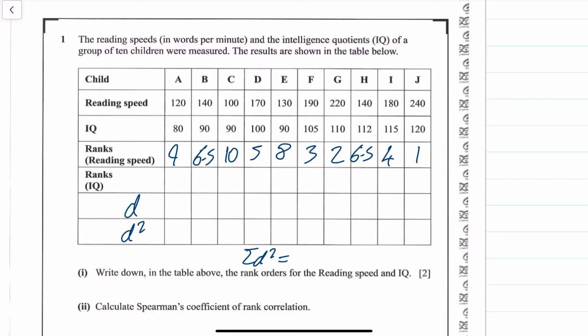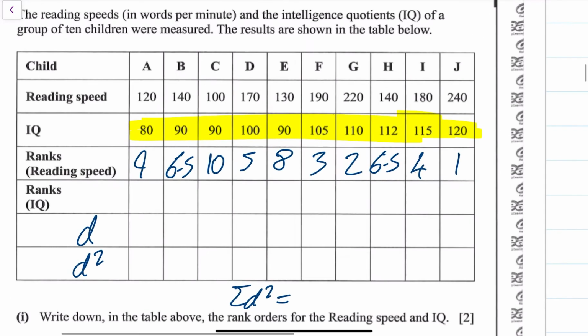Now we're doing this row here and we're ranking it. So the first one, the highest intelligence, was 120, so there's a 1. And the next one was 115, so it was 2. 112, it's 3. 110, it's 4. 105, it's 5. And then 100 is 6. And then the next one, we've got 90, 90, 90.